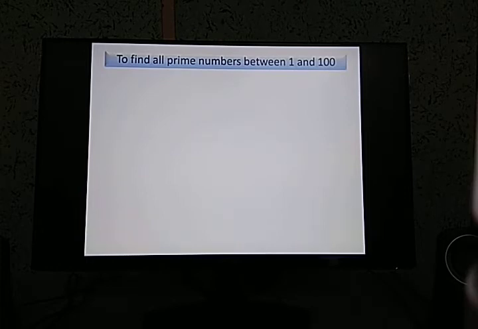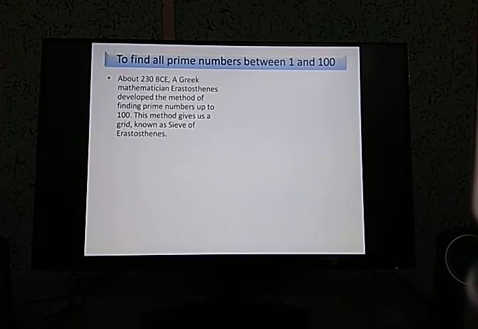Or other than that, there is a method called the Sieve of Eratosthenes. There was a Greek mathematician about 230 BCE. It was a long time ago. There was a Greek mathematician named Eratosthenes, so he developed a method of finding out the prime numbers between 1 and 100, and he gave the name of this method as the Sieve of Eratosthenes.